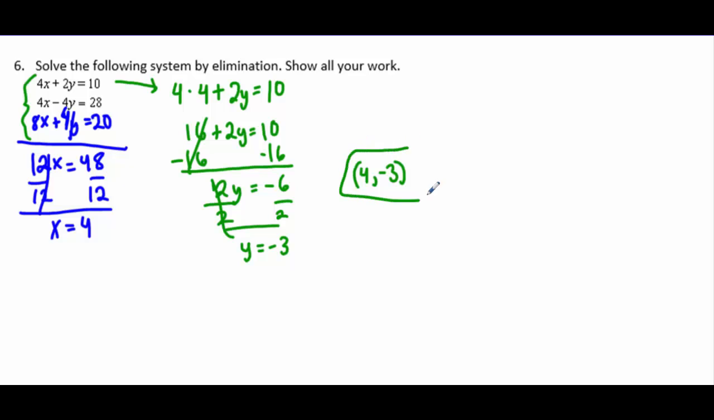That is our answer. You can always check your answer by plugging it back into your equations and saying, okay, well, is 4 times 4 plus 2 times -3, does that really equal 10? And then do the same for the next one. If it works for both, then it really is your answer.